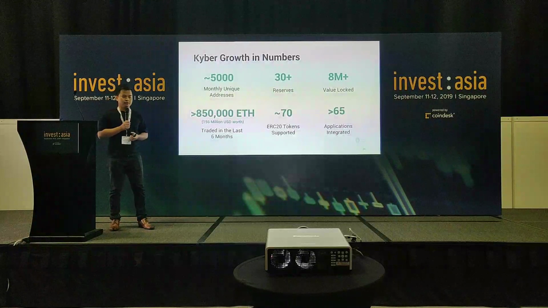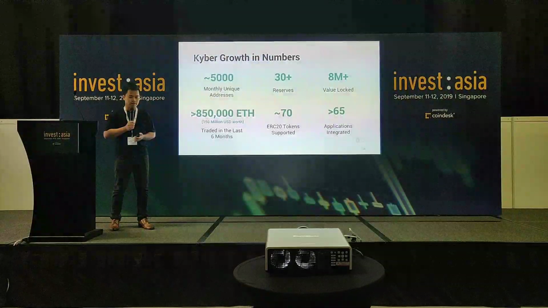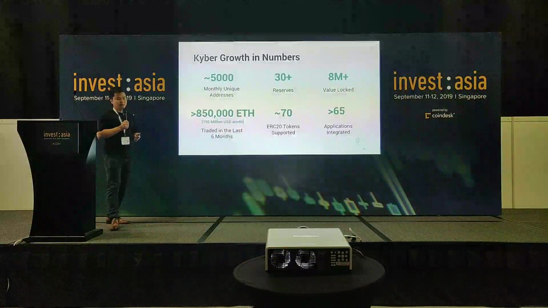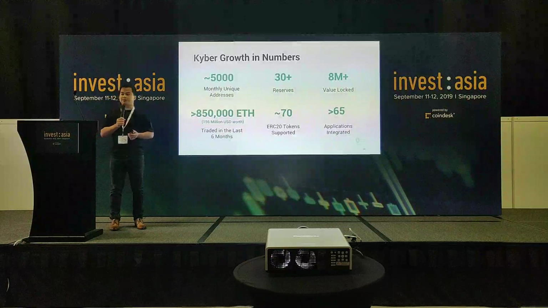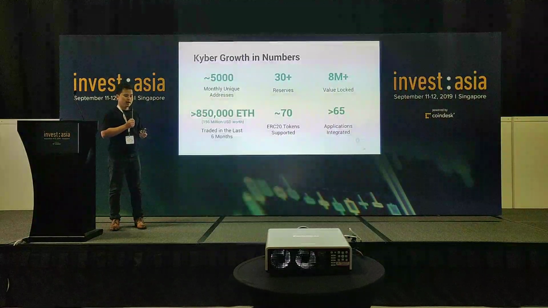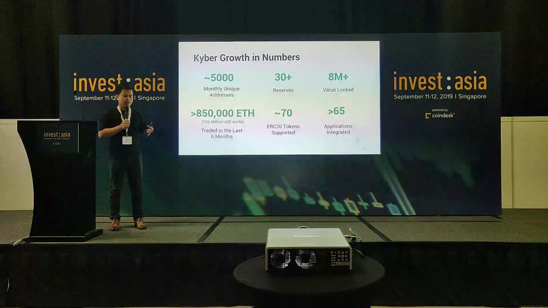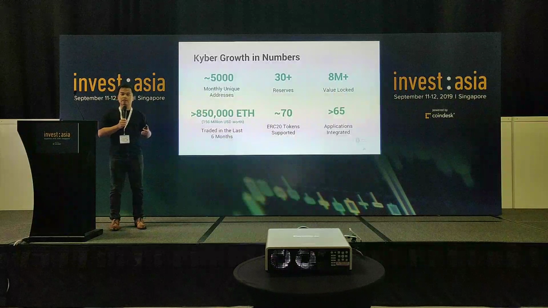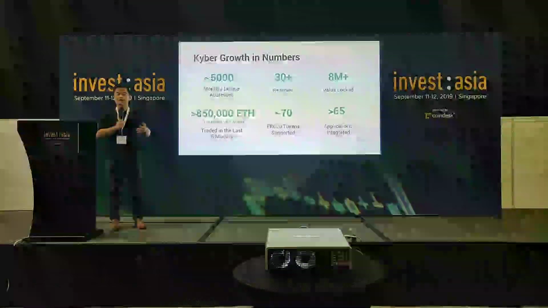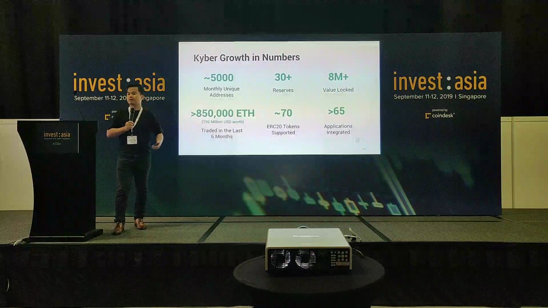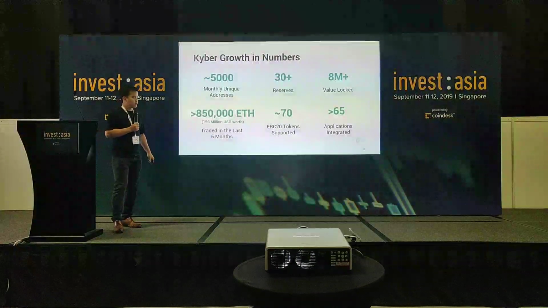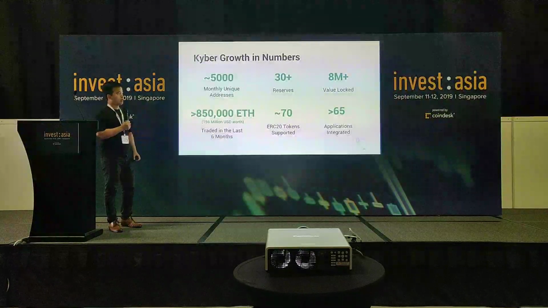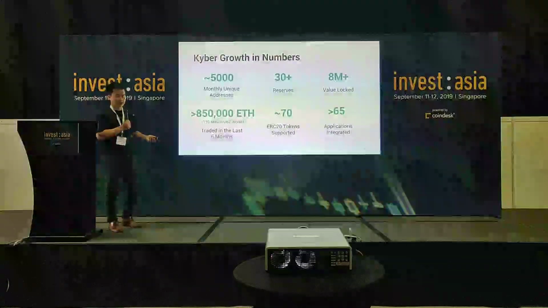So this basically summarizes all the growth and all the current stats of Kyber. In the last 6 months, we handled around 156 million USD in terms of trade volume, and every month, I think the Kyber contract handles around 5,000 unique addresses from various sources, right? Be it wallets, be it other DeFi applications, and things like that. We continue to increase the number of tokens that we can support and grow the ecosystem of integrated partners.